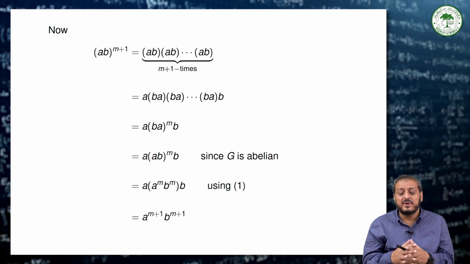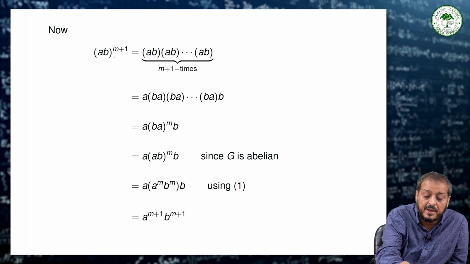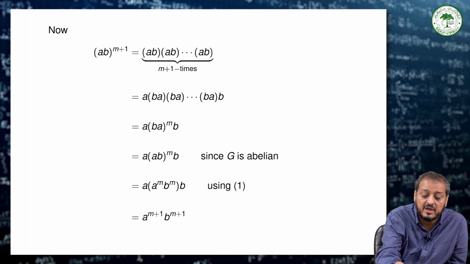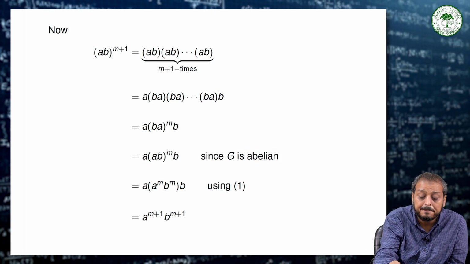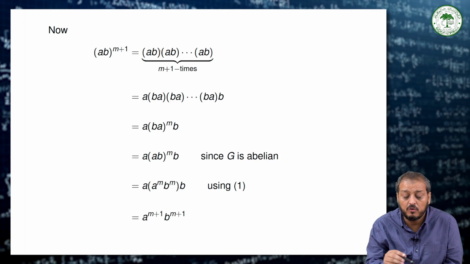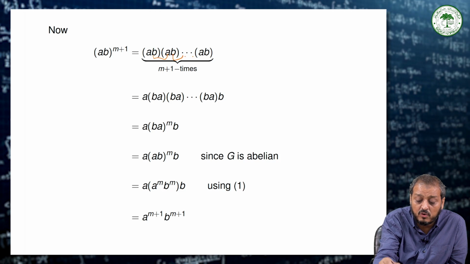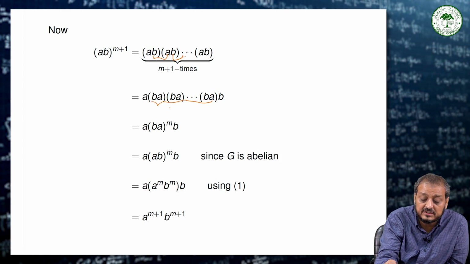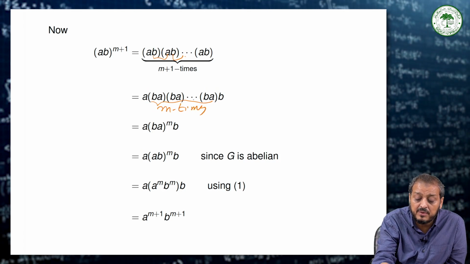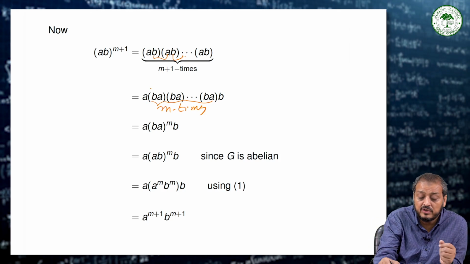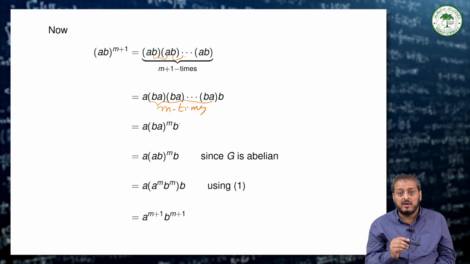So (AB)^(m+1) is m + 1 times of AB, and we can write it in this form, m + 1 times. Now we use the associativity condition for the group. We can write A, and this is combined by BA, then we have BA, and so on. This way we simply get the m times. So if this is A(BA)(BA)(BA), we get the m times, so A(BA)^m and then B is there.